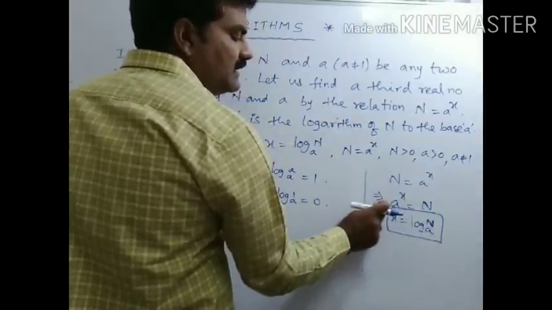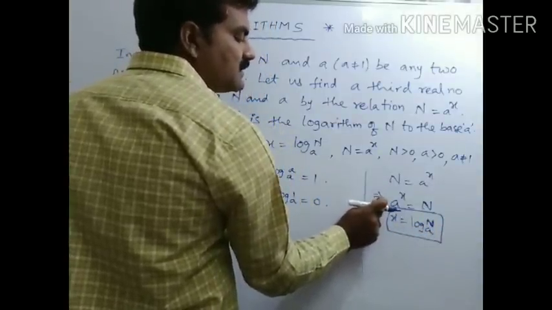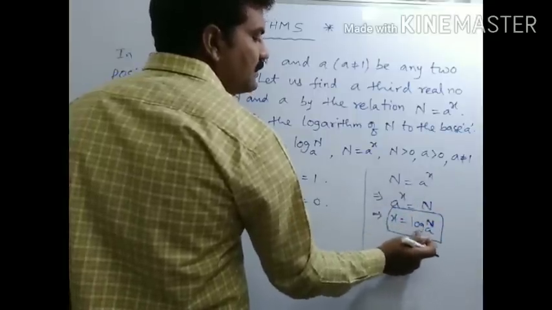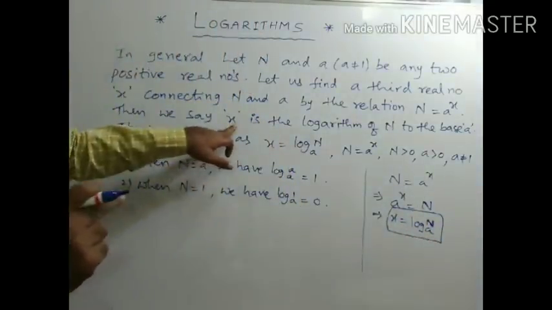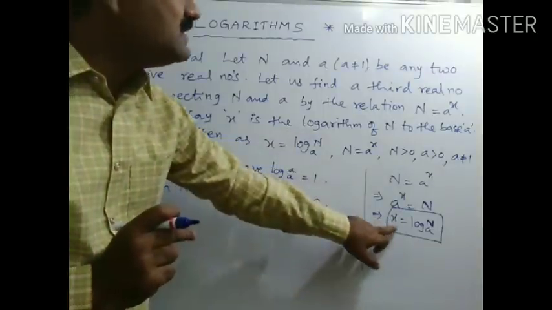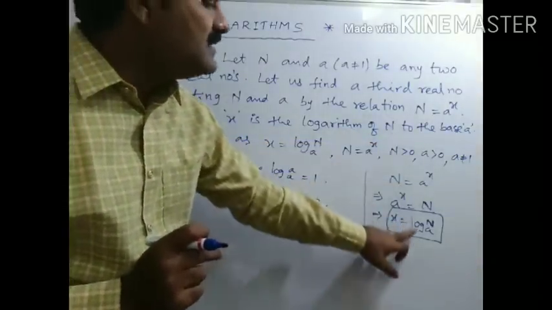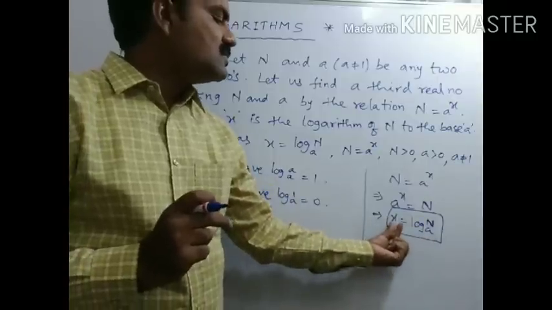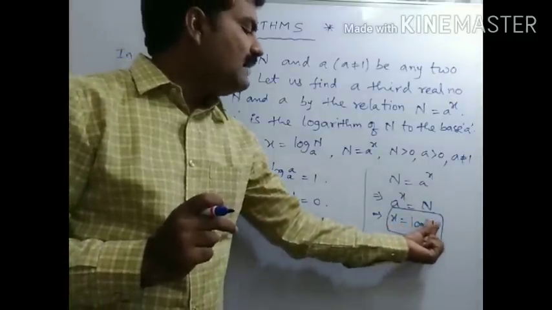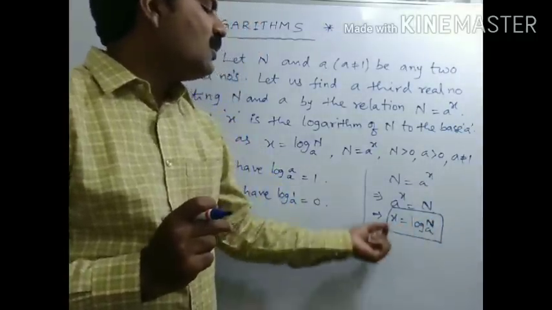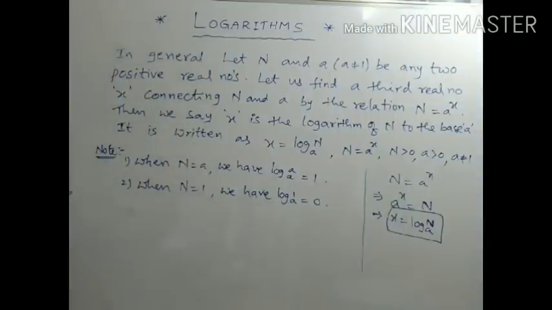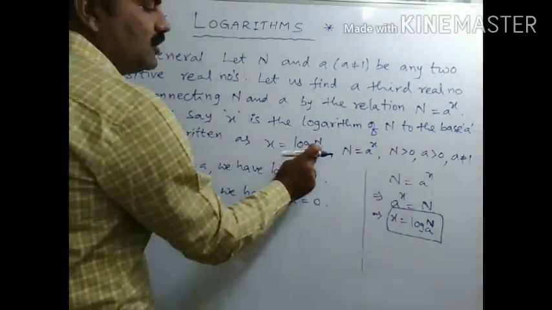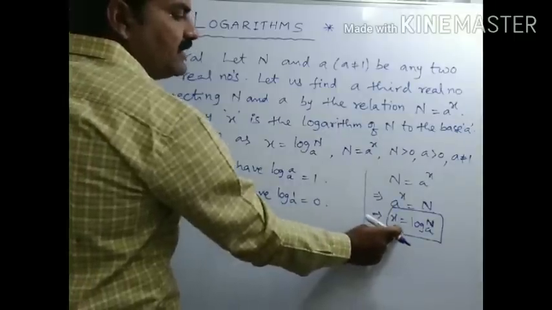Before that, a is an ordinary base. Now after sending it to that side, this base becomes a logarithmic base. So x is the logarithm of N, isn't it? Log N to the base a. Please read it as x equals log N to the base small a, that is, logarithm of N to the base a. This is what we discussed now.